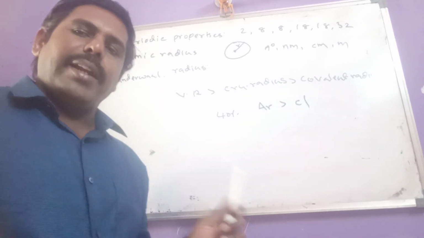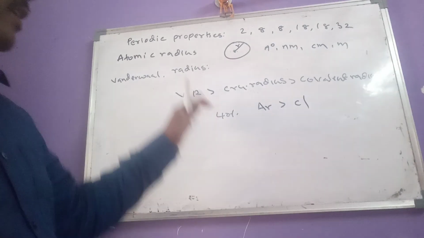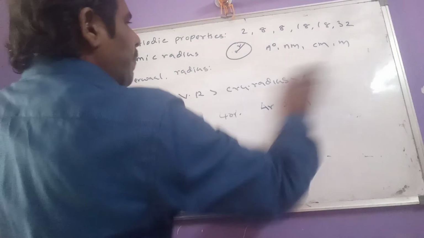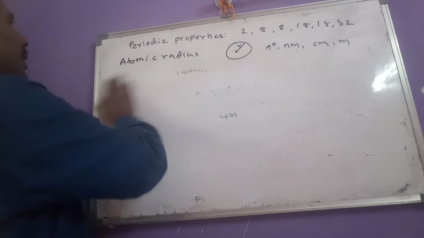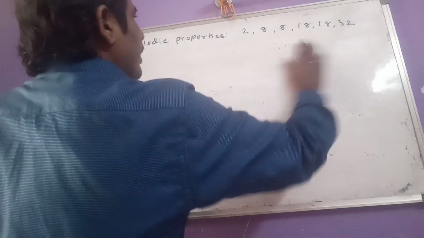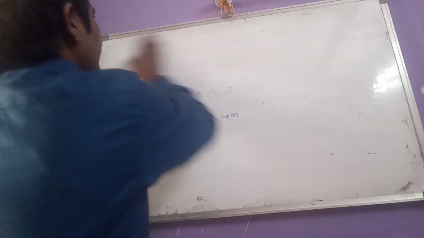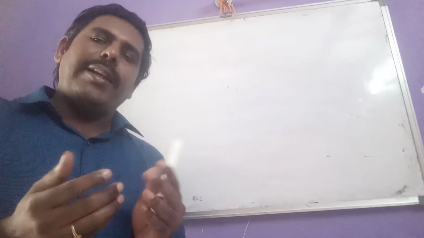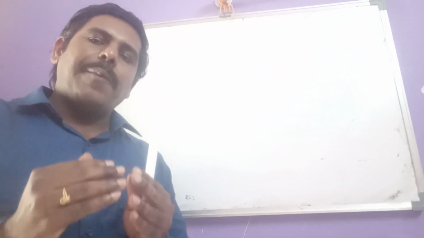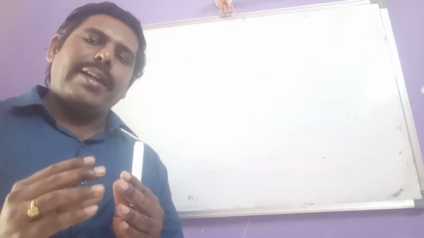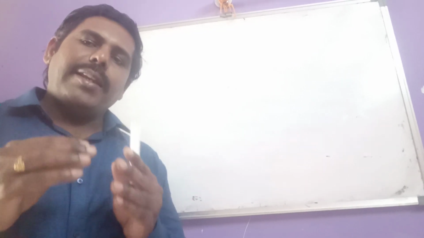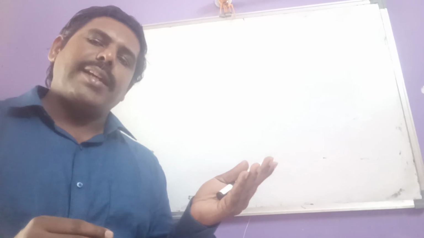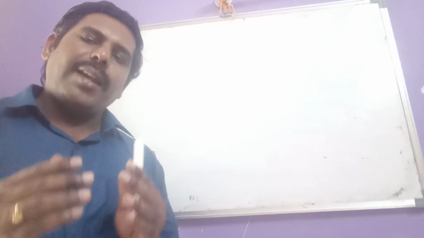So this is regarding the types of atomic radii. Now let us see the variation of atomic radius in a group and in a period. In a group from top to bottom, atomic radius increases, but in a period from left to right, atomic radius decreases. So why does this happen?